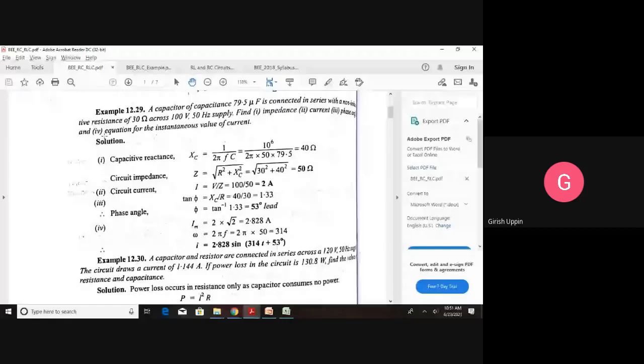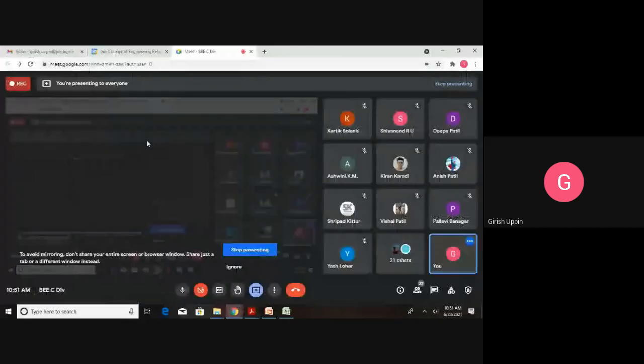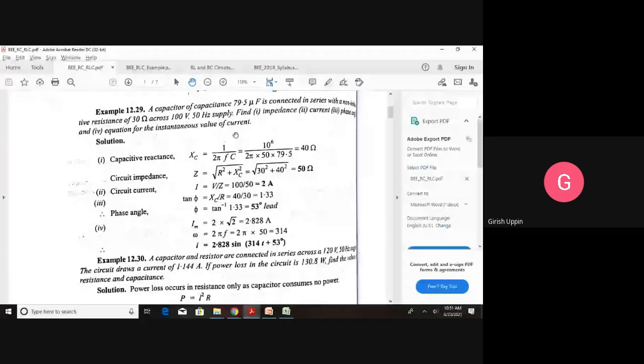Non-inductive means it is just the pure resistance, nothing else is there. So a capacitance C of 79.5 microfarad is connected in series with a 30 ohm resistor, and this series combination is connected across a 100 volt, 50 hertz supply. This 100 volt is nothing but the RMS value of the supply voltage, and 50 hertz is the frequency of the supply voltage. We have to find the impedance, the current, the phase angle phi, and the equation for the instantaneous value of the current.